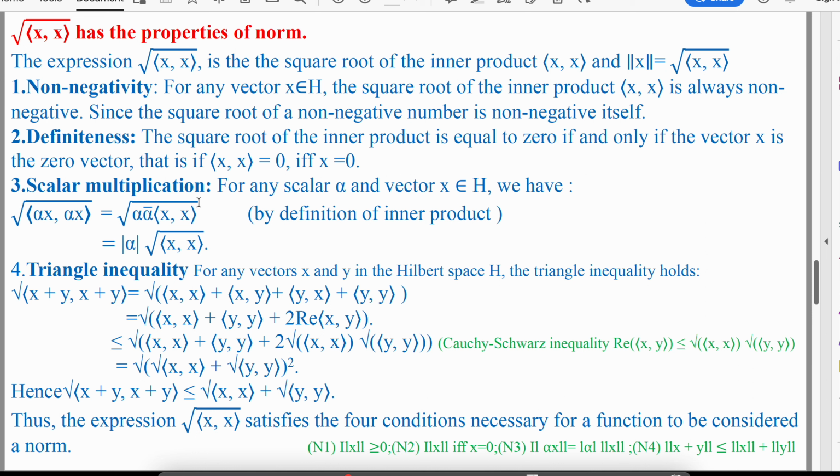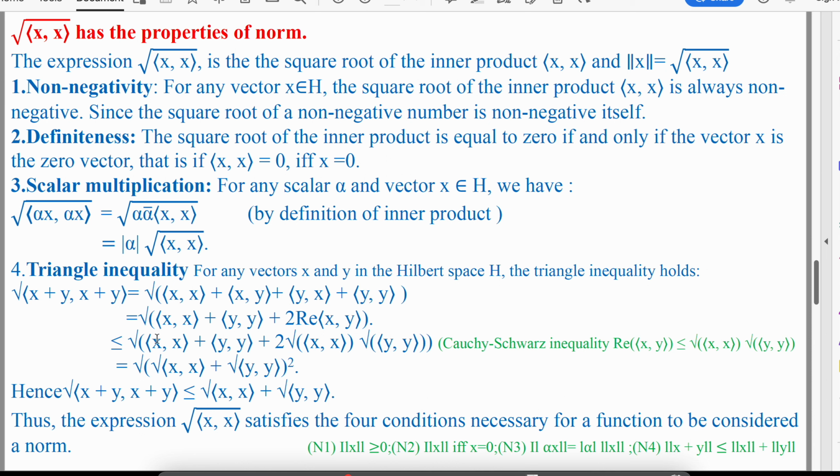Now we will check the triangle inequality. So the inner product of x plus y with x plus y is the inner product of x with x plus the inner product of x with y plus the inner product of y with x plus the inner product of y with y. And we have a square root on all the terms, so I have written a round bracket here. Now the inner product of x with y plus the inner product of y with x is equal to twice the real part of the inner product of x with y.